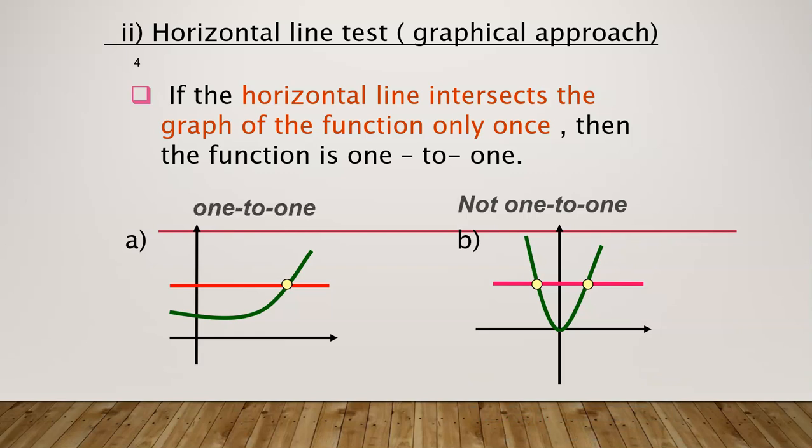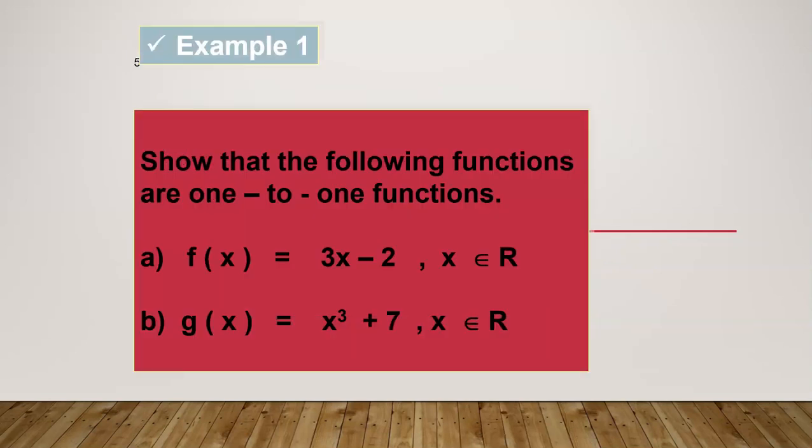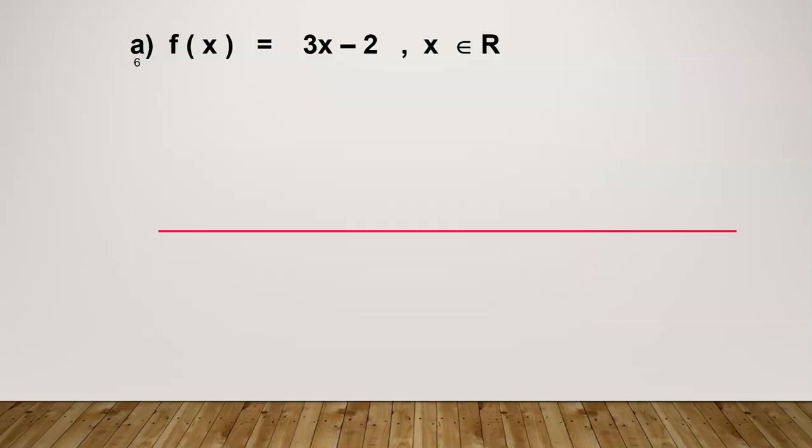The first one, the graph of A, is a one-to-one function, so we can say that there is an inverse for that function. Okay, let's look at the example. Show that the following functions are one-to-one functions. The first one, A, f(x) equals 3x minus 2, where the domain x is R.